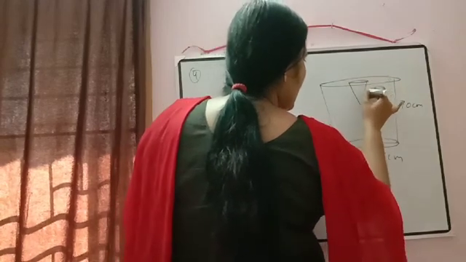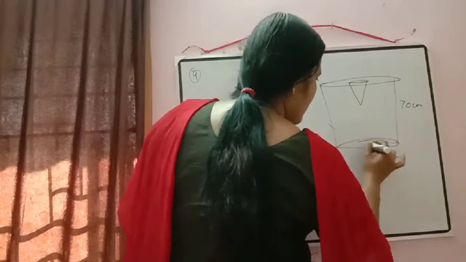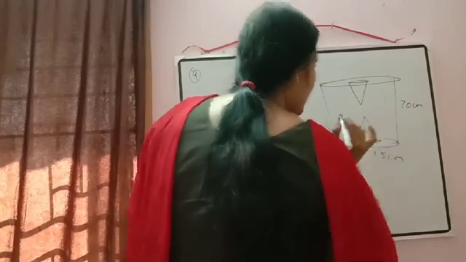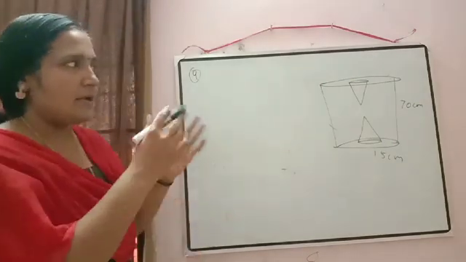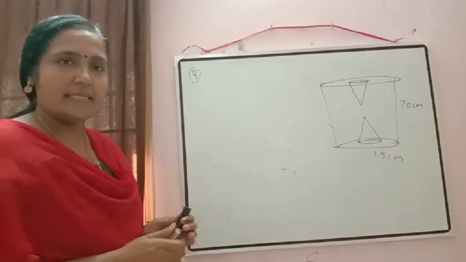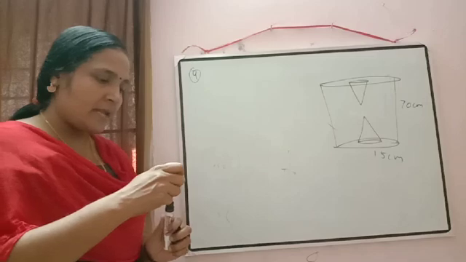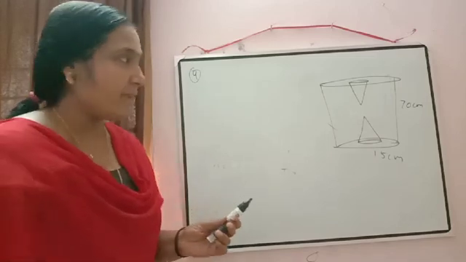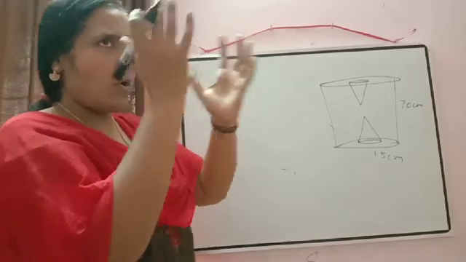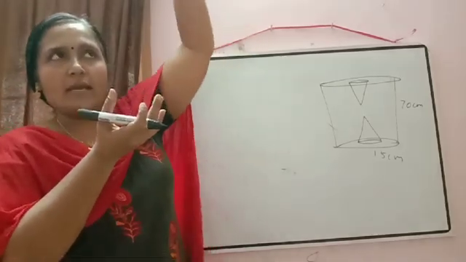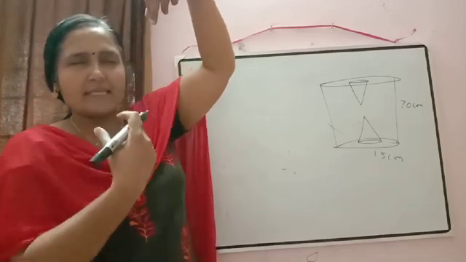So two conical cavities have been hollowed out, meaning two cones have been taken out from the cylinder. Now we have to calculate the total surface area of this solid. Here their radii are different. Just imagine a solid cylinder with a hole in the form of a cone from both sides.